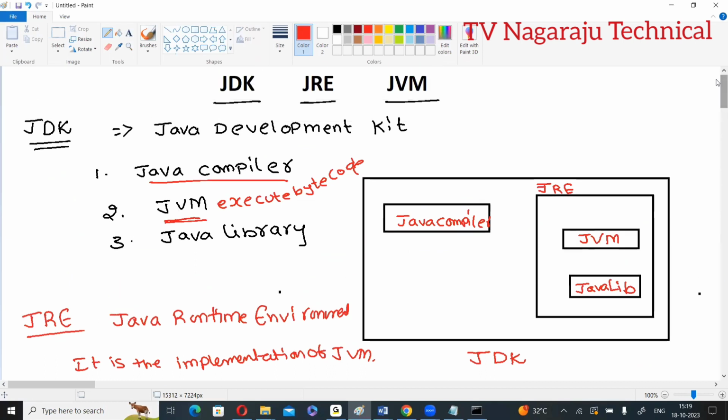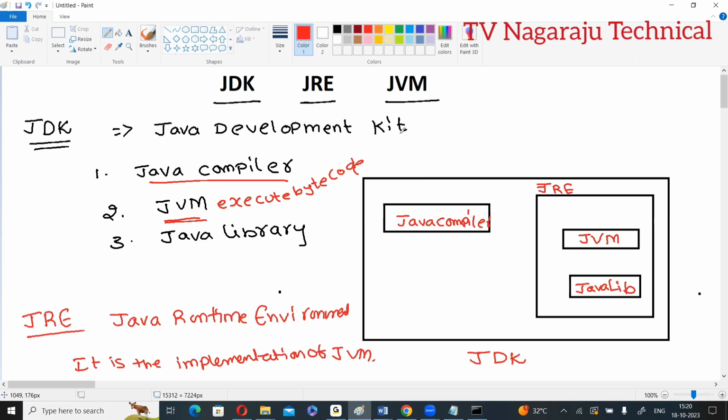Now you got it. What is the difference? JDK, Java Development Kit, is the software which consists of the Java compiler, JVM, and Java library. JVM and Java library clubbed together are called JRE, the runtime environment. It physically exists. JVM is the virtual machine which is used to execute the bytecode, and the virtual machine does not exist physically. So this is the difference.